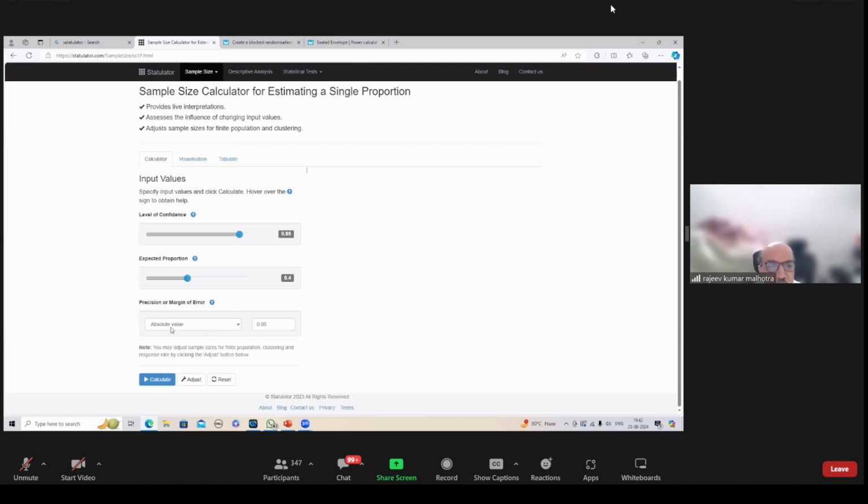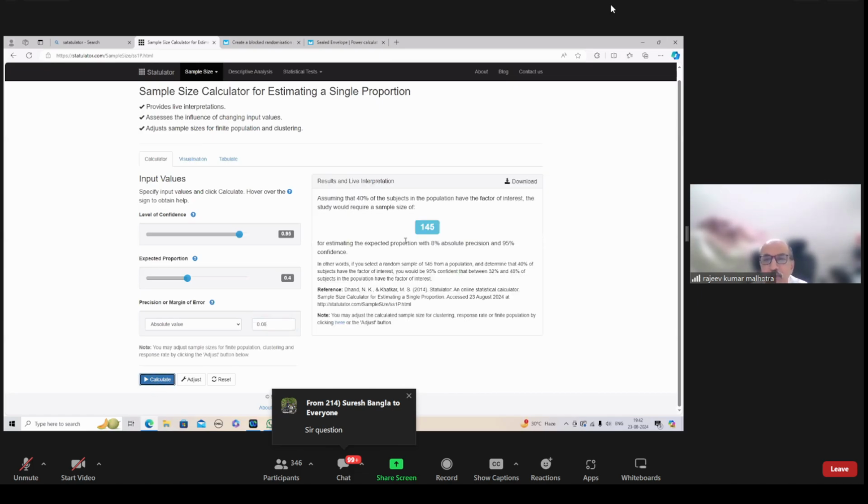Here it is asking for the absolute and the relative precision. For the absolute, you can put 8. I am putting the absolute 8% here, 0.08. Then you click on calculate, and your sample size comes to 1,145.